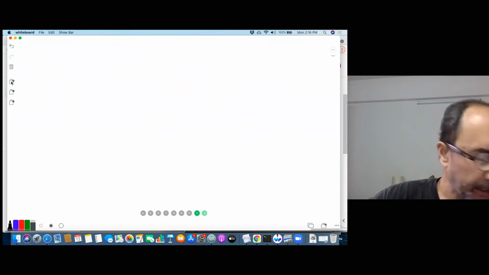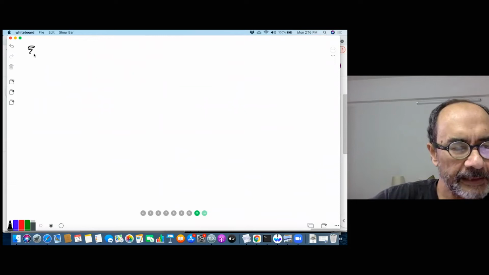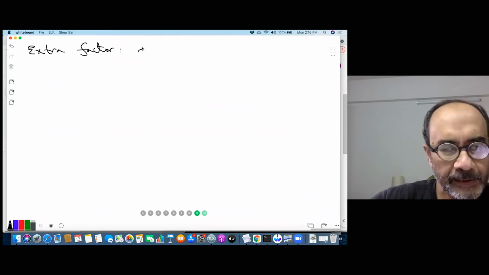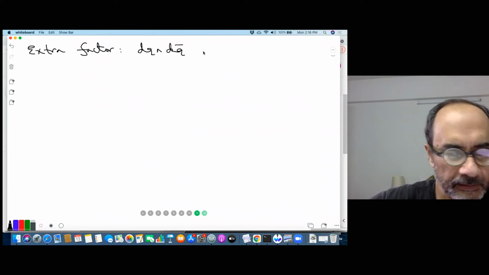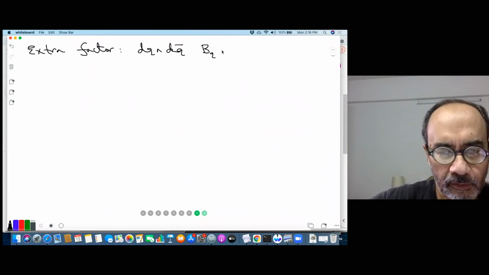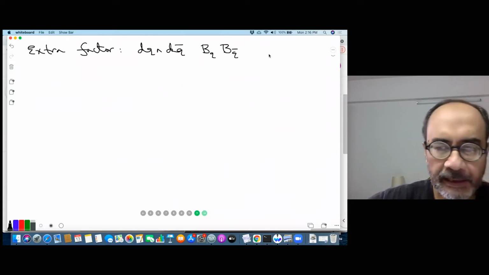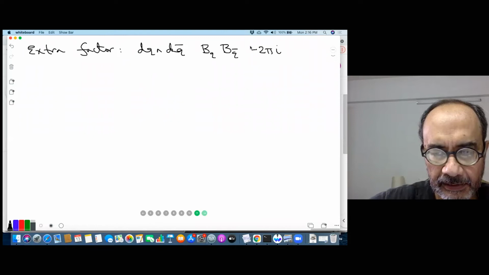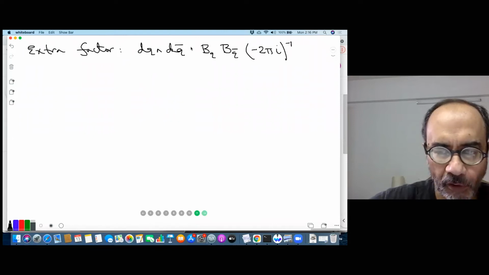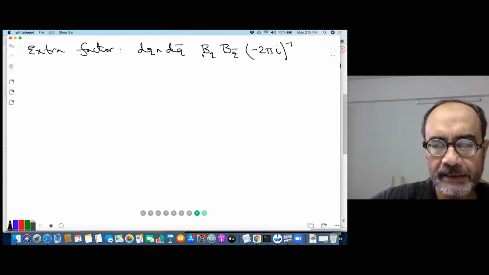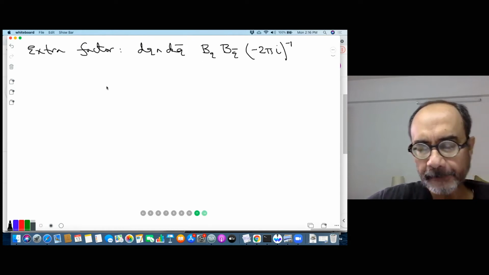So the point is that the extra factor that we get will be dq dq bar, b q, b q bar, and then there is a factor of minus 2 pi i inverse. And this, of course, is all inside a correlation function. I have written b q bar, but to eventually get a number, you have to put all this inside a correlation function. So these will be defined in the same way that we had introduced. And because we have these two extra parameters, we have the two integrals dq and dq bar, and this is the extra factor that comes accompanying this.